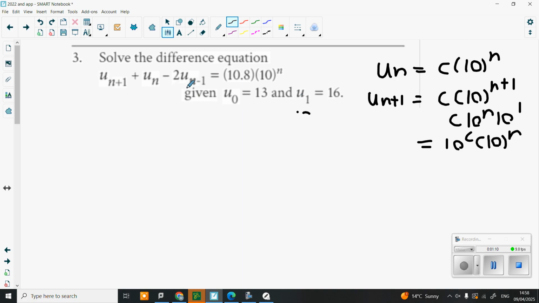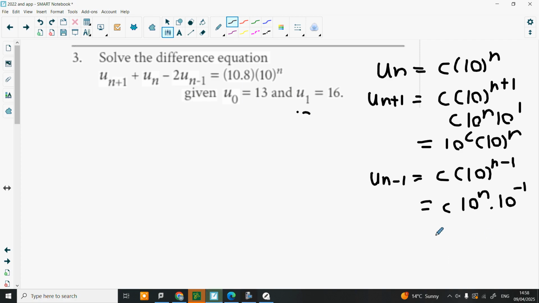Now what's the other one? un minus 1, isn't it? So what's un minus 1, guys? It'd be c times 10 to the power of n minus 1, which is c by 10 to the power of n by 10 to the power of minus 1, which you all agree is c over 10, a tenth of c, times 10 to the power of n.